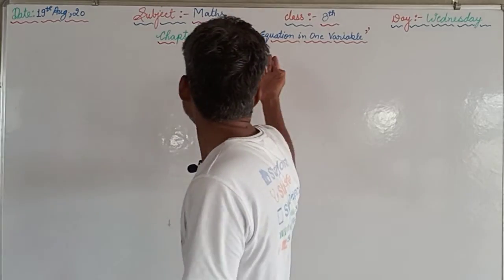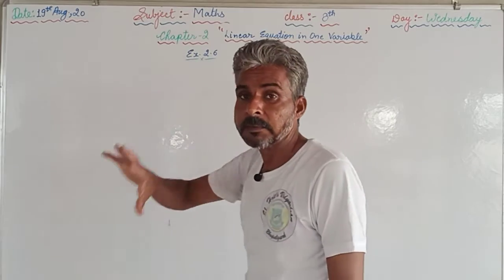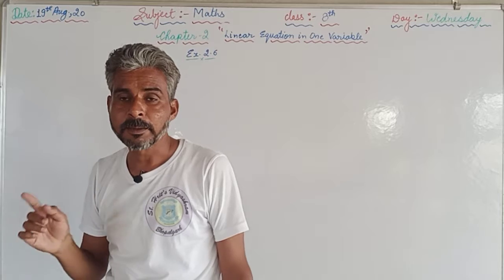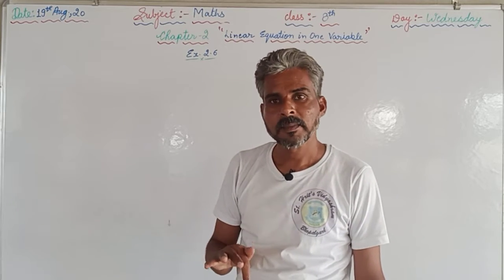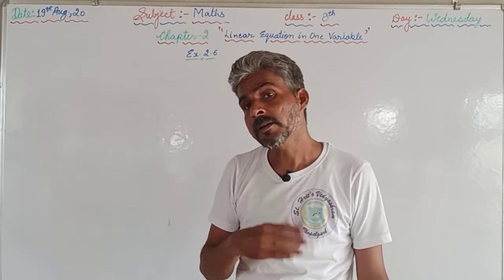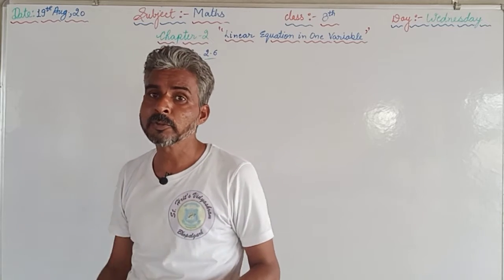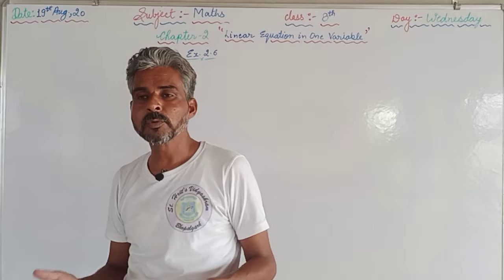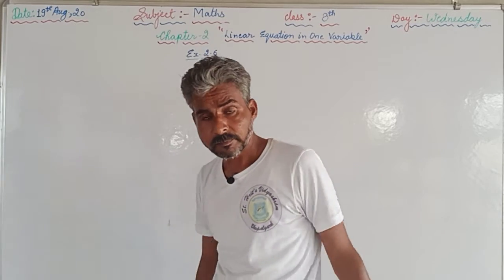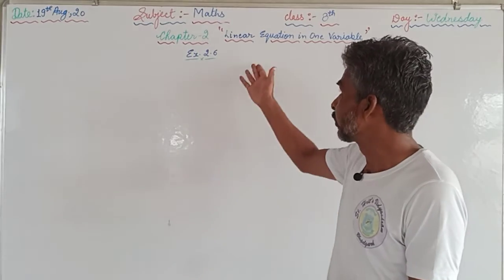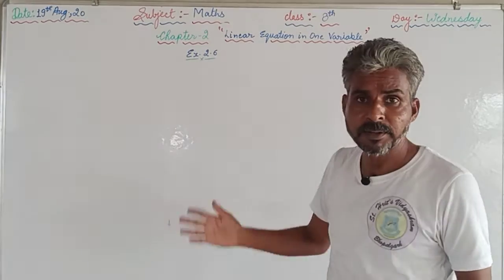The third thing is one variable, means the symbol should be 1. Variable should be 1, means either x, or y, or z, or a, b or c. So only one symbol should be there whose value is unknown, whose value is supposed to be calculated using that linear equation. So this is the meaning of linear equation in one variable.